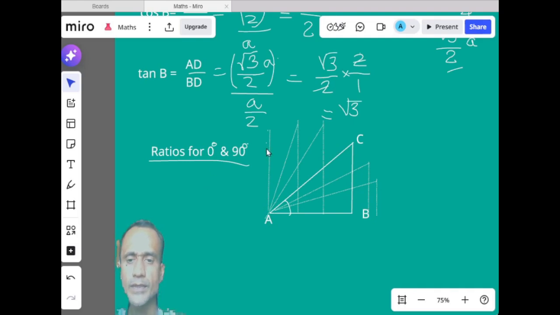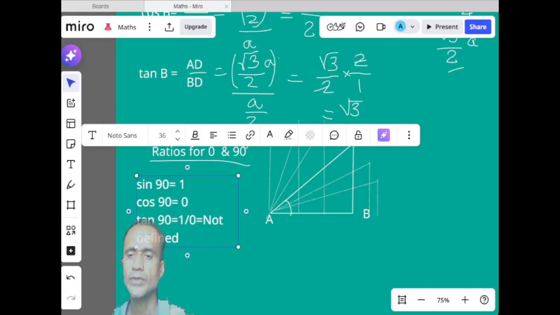So for sin 90 degree, BC is equal to AC, and AB is equal to 0. That means sin 90 will be 1. And cos 90 will be, since as the value of the angle is increasing, the value of side AB is decreasing, and when this angle becomes 90 degree, the value of AB will become 0. So cos 90 will be 0.